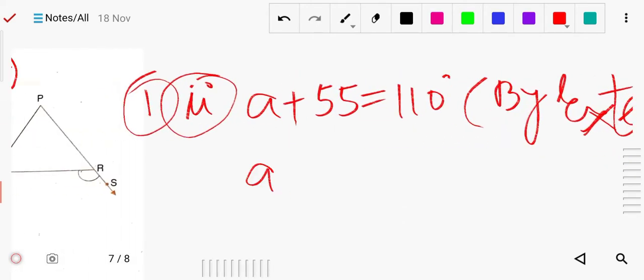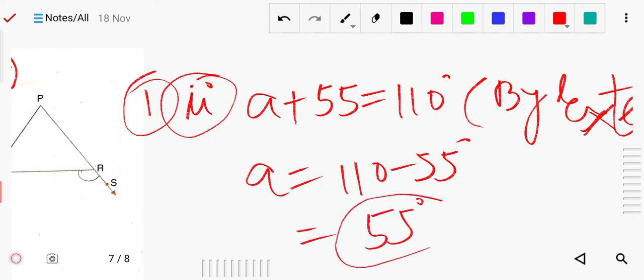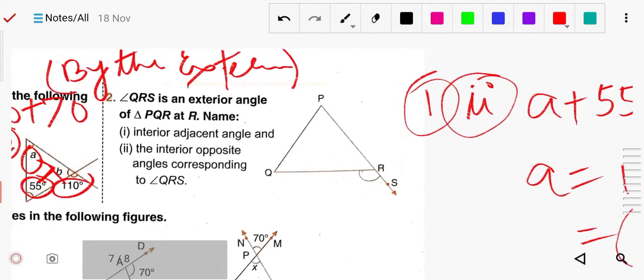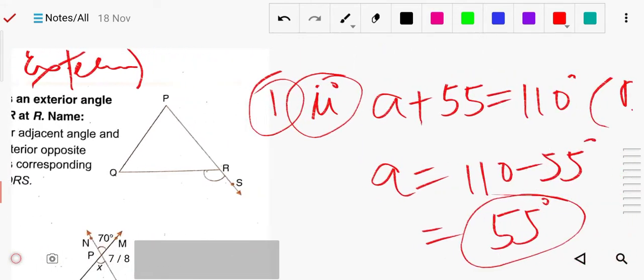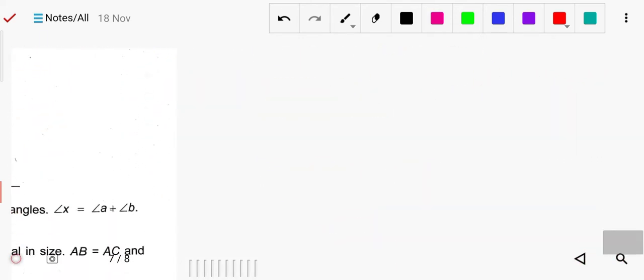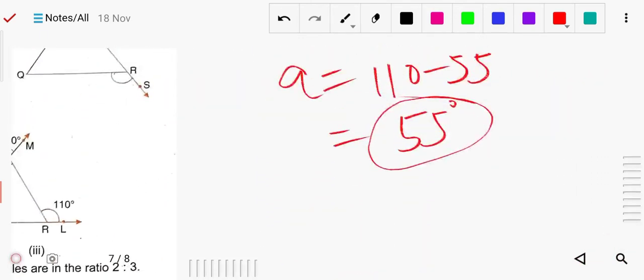So now angle A will be equal to 110 minus 55 degrees, which equals 55 degrees. So angle A is 55 degrees. Now we have to find angle B also. You can see this is a straight line, and all these angles are there, so we can use the linear pair to find angle B.